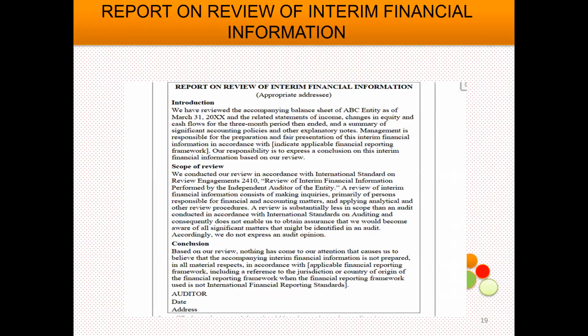Now, I just put this in to show you an example of a review of interim financial information. There's a title and an appropriate addressee. The introduction says, we have reviewed the accompanying balance sheet of Caleb entity as of March 31st and the related statements of income, changes in equity, and cash flows for the three-month period, and a summary of significant accounting policies. Management is responsible for the preparation of the financial statements. It's always there. Then you have a scope of review.